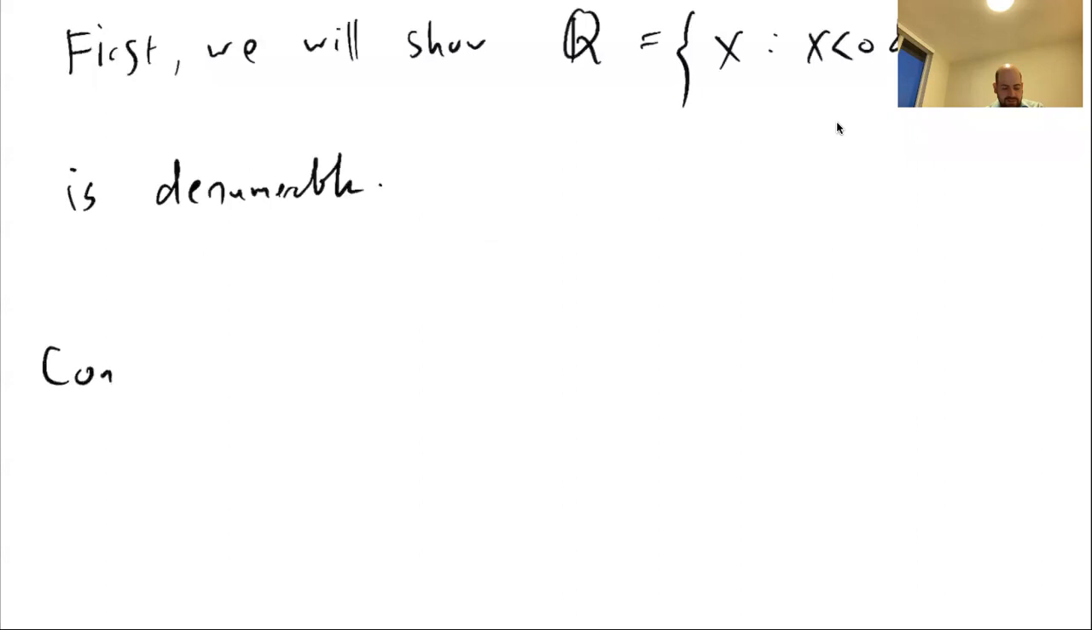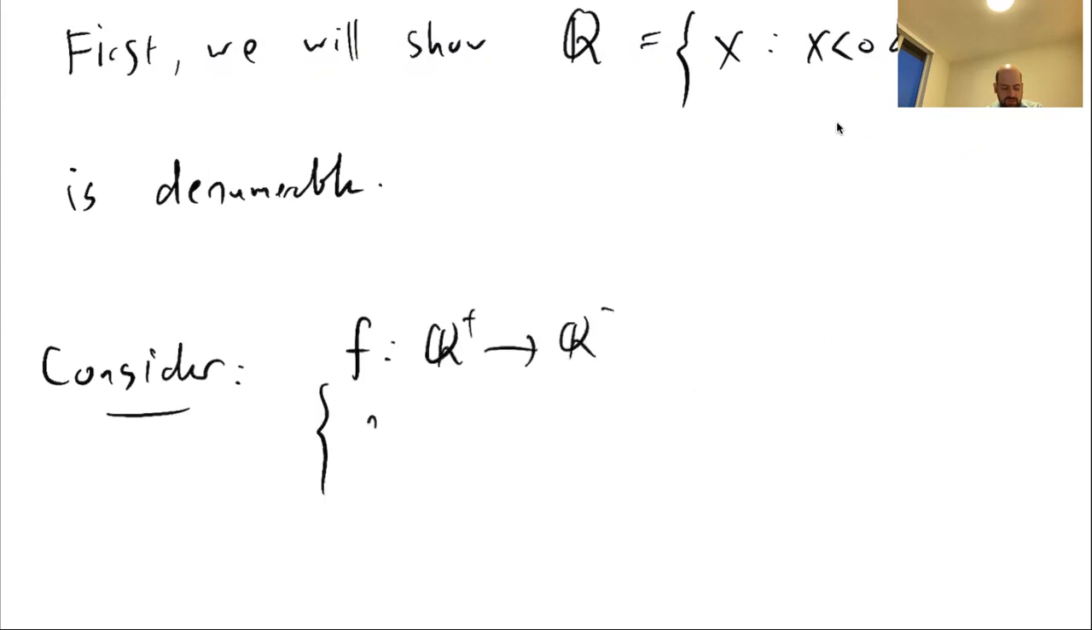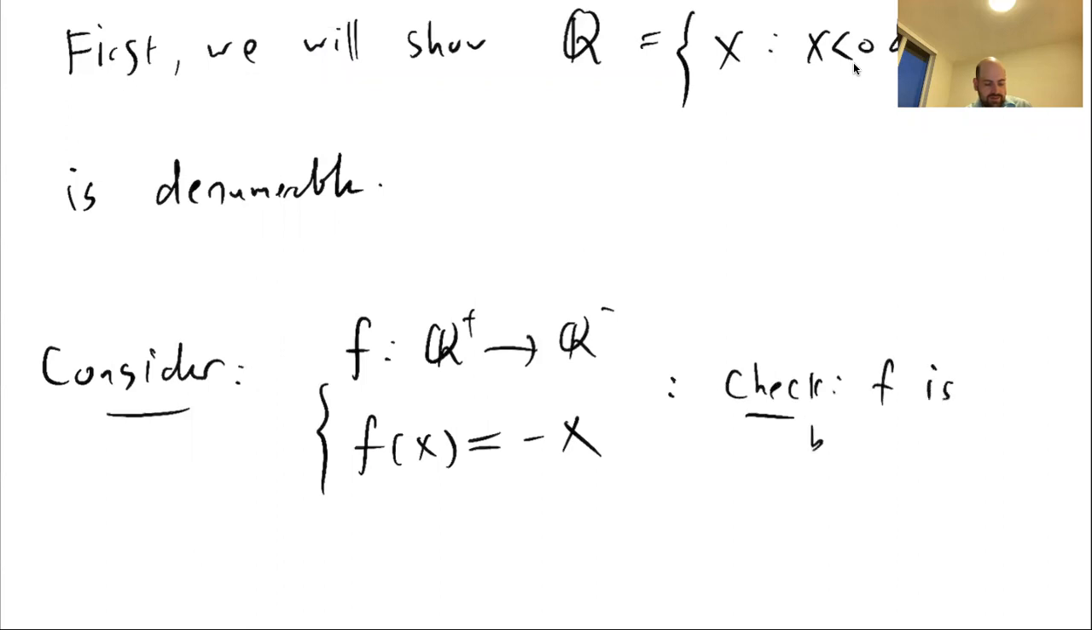So consider, let's say, f from Q plus to Q minus, f of x equals minus x. Okay, what type of function is this f? This f is obviously a bijection. So check, it's very easy to check that f is a bijection.